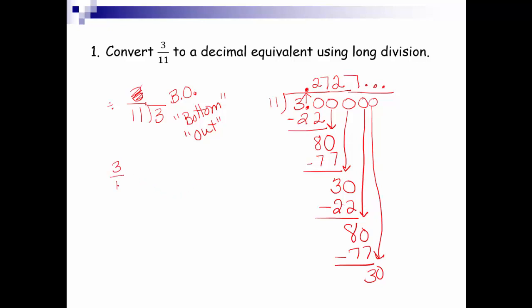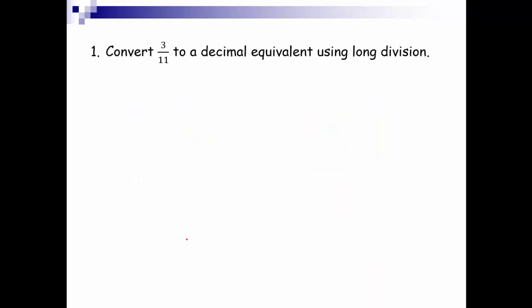So 3/11ths is actually equal to 0.2727..., also 0.272727. We could also write that as 0.27 with a bar over it to show it's repeating. Also, you can always put the 0 in front of the decimal point. So your answer should be 0.27 repeating. That's what 3/11ths is as a decimal equivalent using our long division.